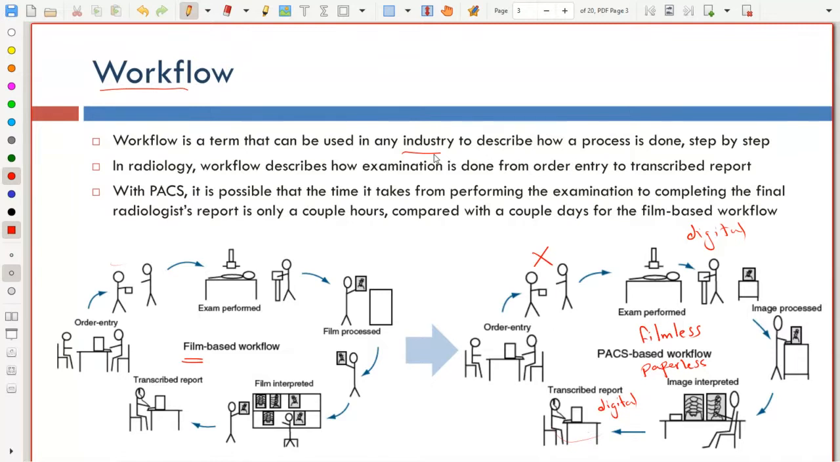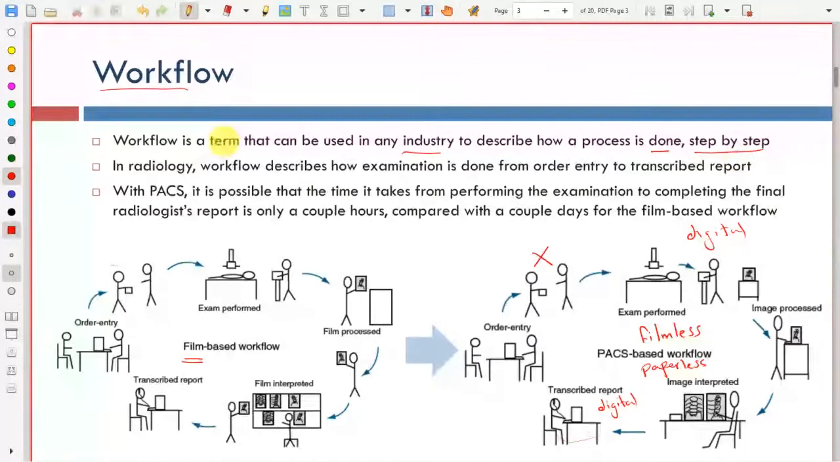You can also have a process anywhere. If you're going to buy a car, for example, there is a workflow that any car dealership would make you go through so that you can buy a car. So a basic workflow can apply to any industry, and it describes how a process is done, usually step by step.